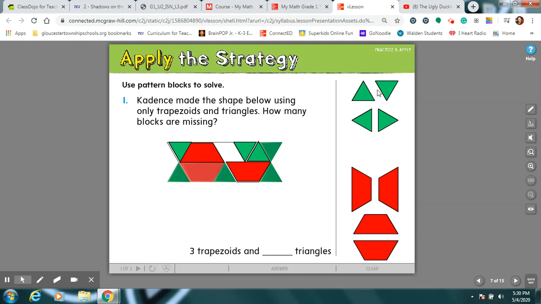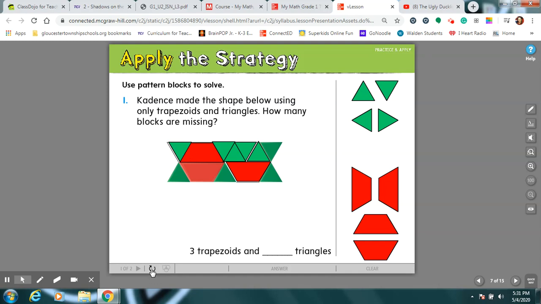Uh-oh. Do you see the problem I see? 4. Which way does that one go? Oh yeah, we need this. 5. So, to get 3 trapezoids in that picture, we needed to put in 5 triangles. Did you see that? Right? Okay.